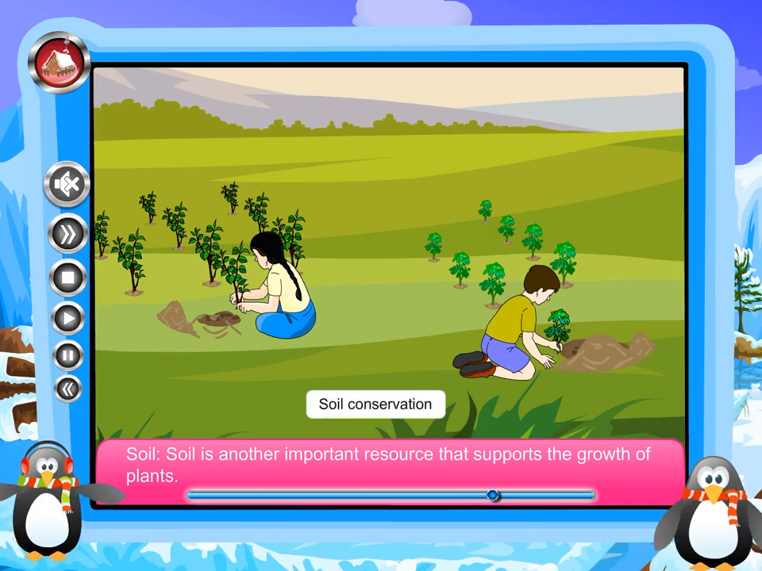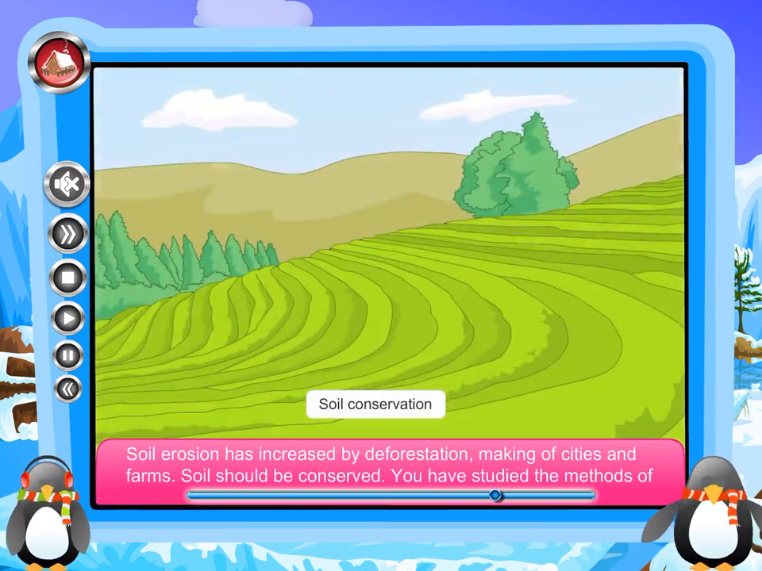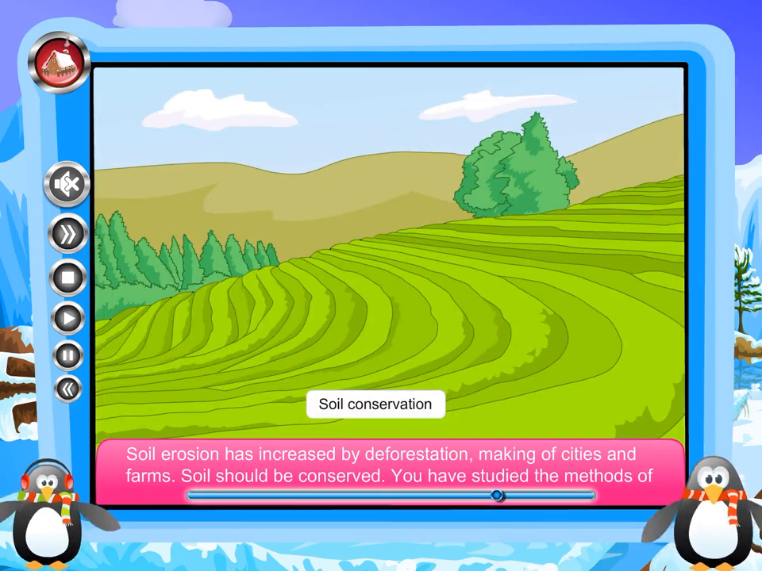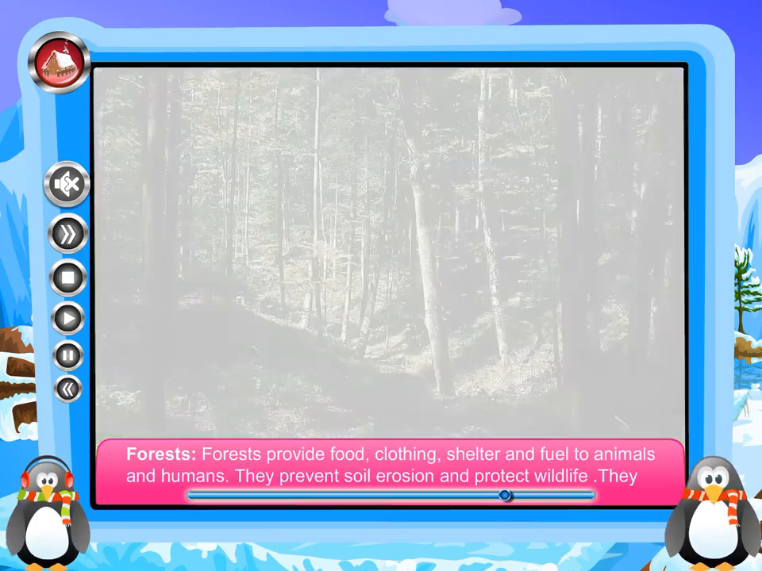Soil. Soil is another important resource that supports the growth of plants. Soil erosion has increased by deforestation, making of cities and farms. Soil should be conserved. You have studied the methods of preventing soil erosion in Chapter 6.